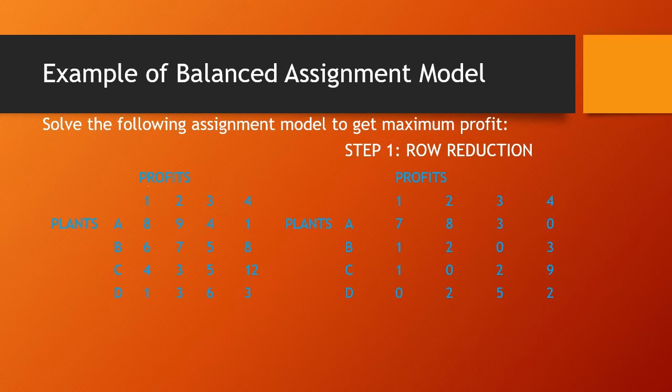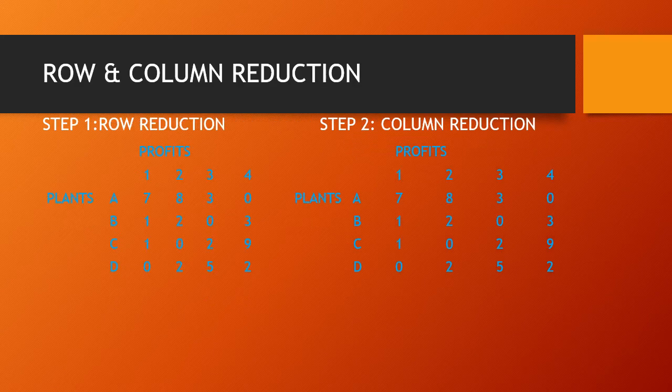Then the last row, we have 1 as the smallest. 1 minus 1, 0. 3 minus 1, 2. 6 minus 1, 5. 3 minus 1, we have 2. This is our row reduction in step 1. Let's look at the column reduction. From the reduced matrix obtained in step 1, let's get our column reduction.